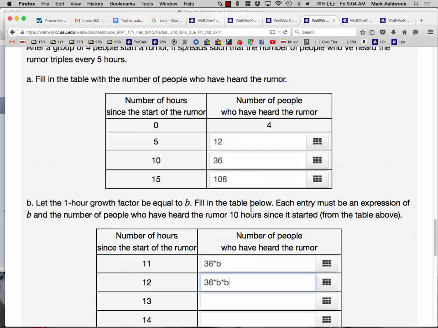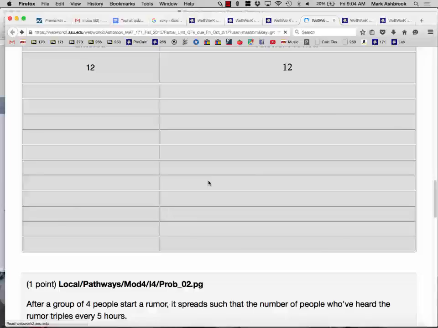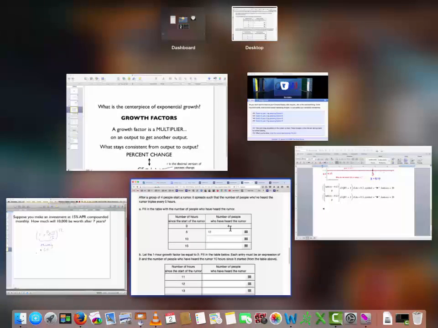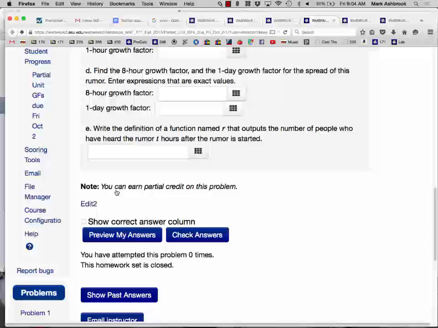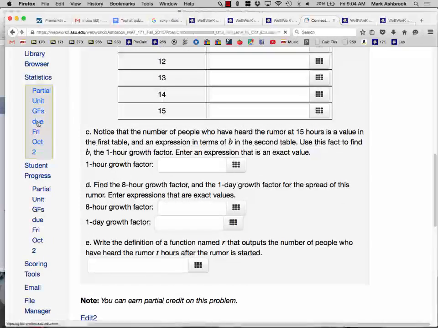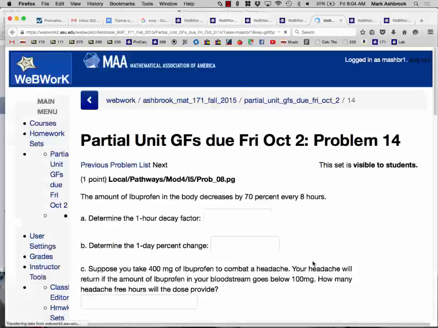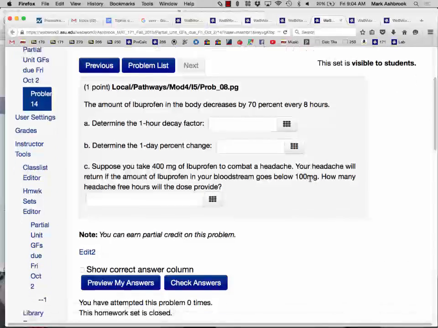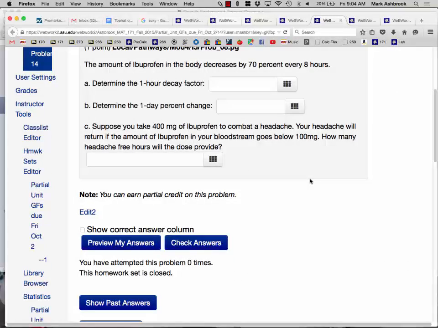Okay, so let's look at the very last one. And let's do this one. So now the amount of ibuprofen in the body decreases 70% every 8 hours. Before we get started, what information can we get from that? Good, the 8-hour decay factor, right? So we can get the 8-hour decay factor, which is 0.3.